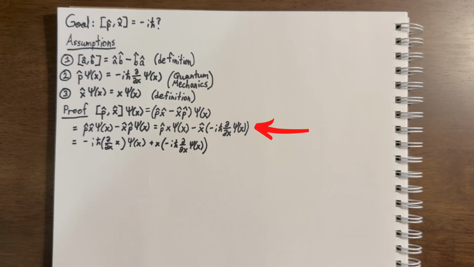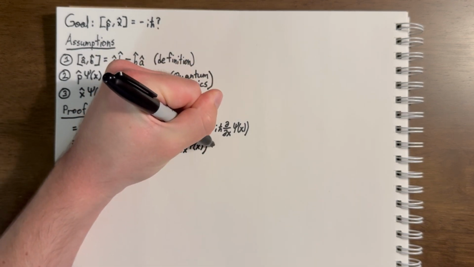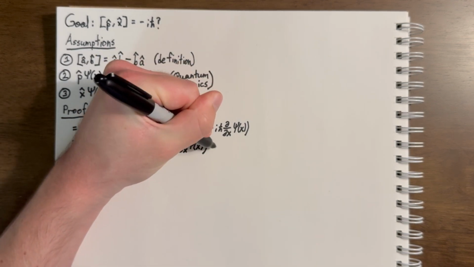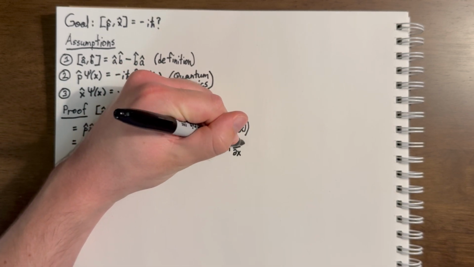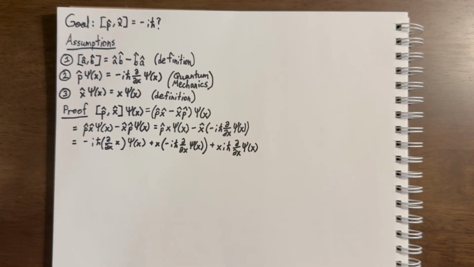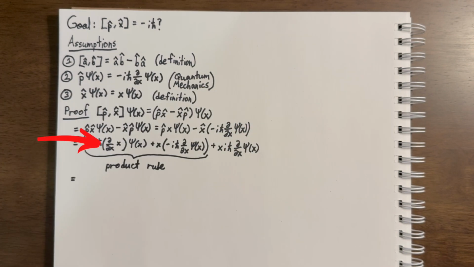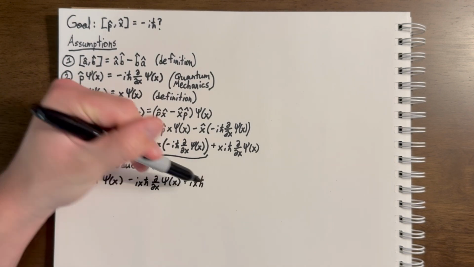Now, in that second term, we have a negative x hat times a negative thing. So the negative negative just ends up being positive. And when the x hat acts on psi, that just gives us x. So that whole second term just becomes positive i x h bar d/dx of psi. So considering that d/dx of x is just 1, and that x times negative i h bar is just negative i x h bar, we can rewrite our equation like this.